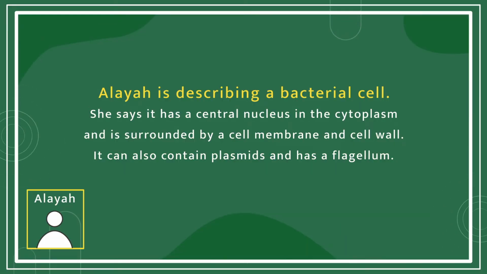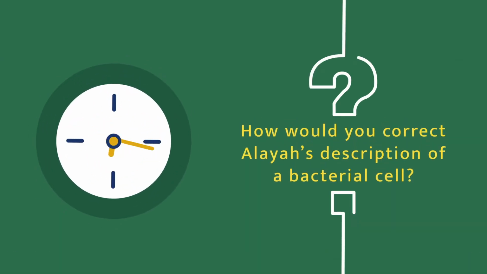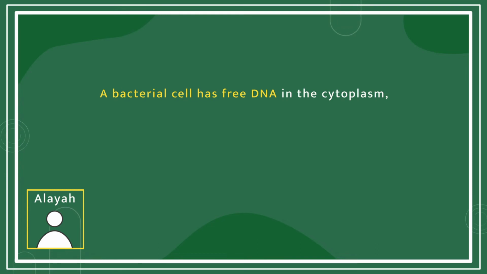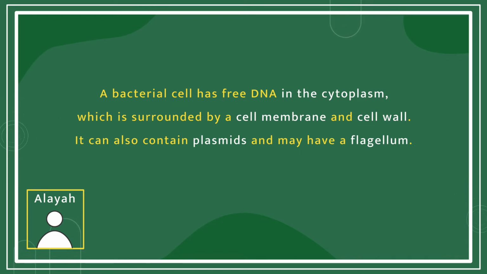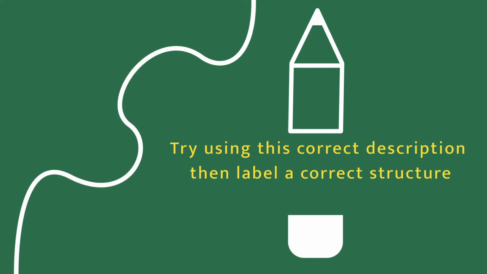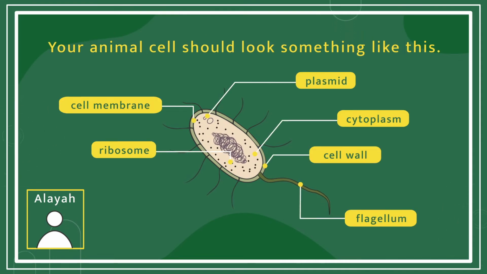Let's hear it again. She says a bacterial cell has a central nucleus that is held within the cytoplasm. She said it has a cell membrane and a cell wall, and that she thinks a bacterial cell contains plasmids and a flagellum. How would you correct Alayah's description of a bacterial cell? Let's look at a correct description. A bacterial cell has free DNA in the cytoplasm, which is surrounded by a cell membrane and a cell wall. It can also contain plasmids and may have a flagellum. Try using this correct description and label a correct structure of a bacterial cell. You should have drawn and labelled something that looks like this.